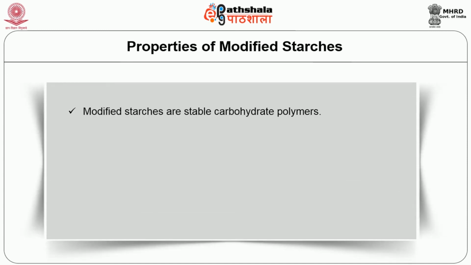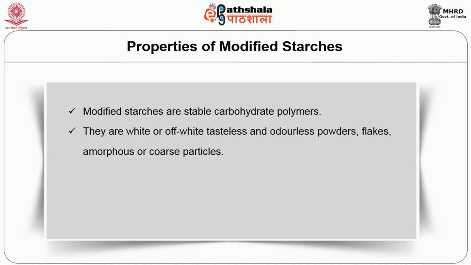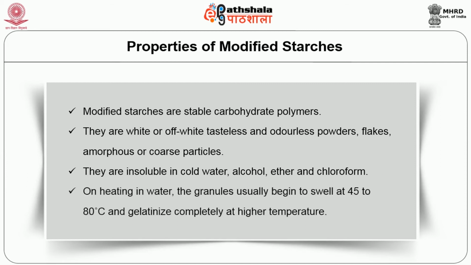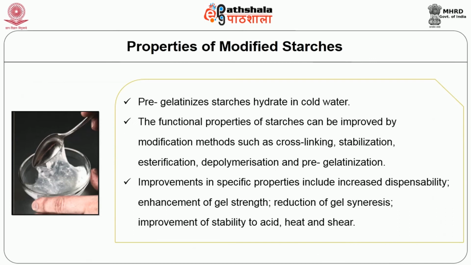Modified starches are stable carbohydrate polymers. They are white or off-white, tasteless and odorless flakes, amorphous or coarse particles. They are soluble in cold water, alcohol, ether and chloroform. On heating in water, the granules usually begin to swell at 45 to 80 degrees Celsius and gelatinize completely at higher temperature. Pre-gelatinized starches hydrate in cold water.